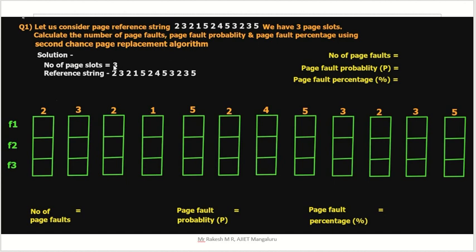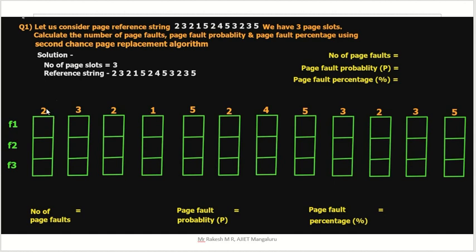Number of page slots is 3, and the reference string is this one. Same as previous, you can write one table with f1, f2, f3 and page hit or page fault. Then just write the reference string here. No need to refer to this, same as previous you can maintain one table.